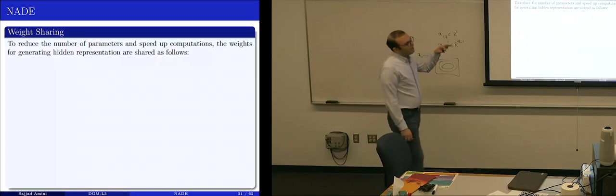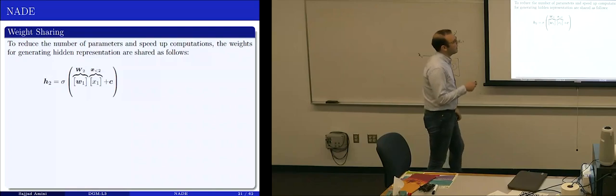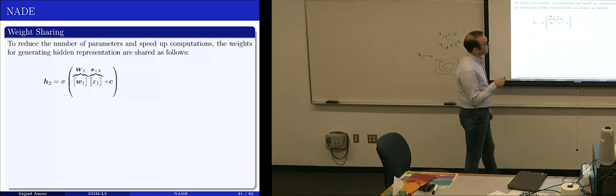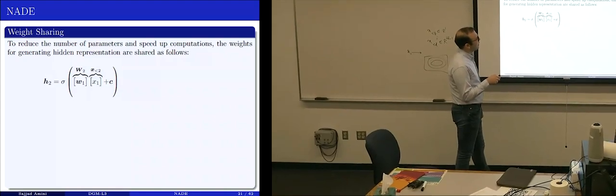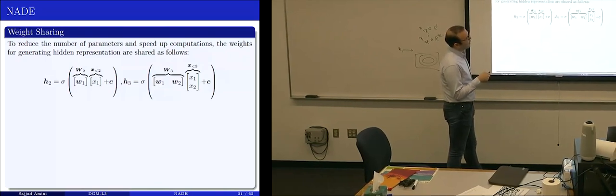This is just the mathematical formulation for the weight sharing. You see that the hidden representation for the second one is W2 times x less than 2, and W2 is just one column vector W1, and x less than 2 is just one element from your sequence, x1, plus a bias term, bias vector C. And for H3, just one column is added to the previous matrix you have.